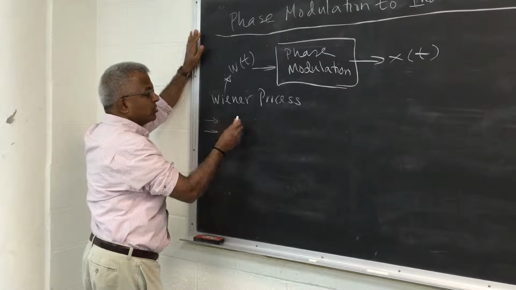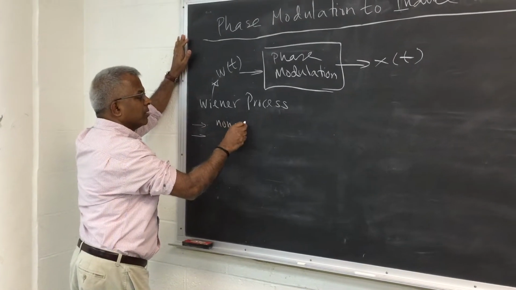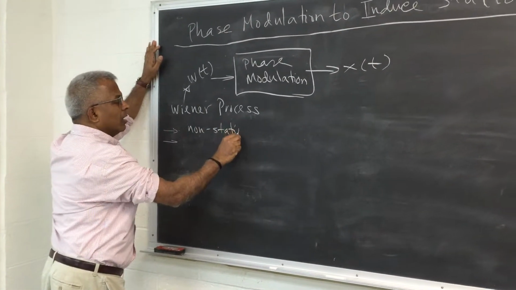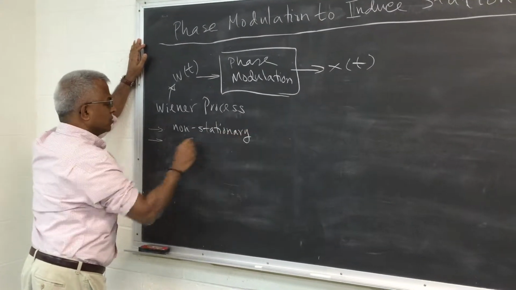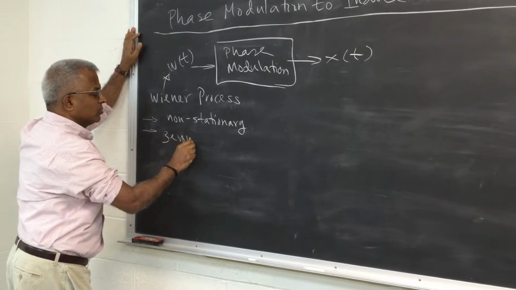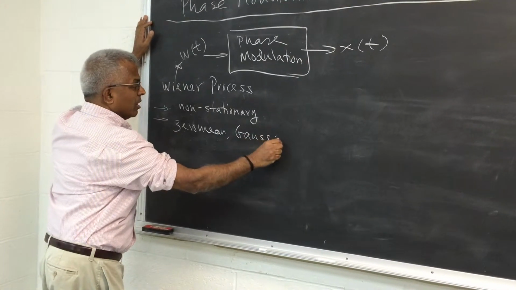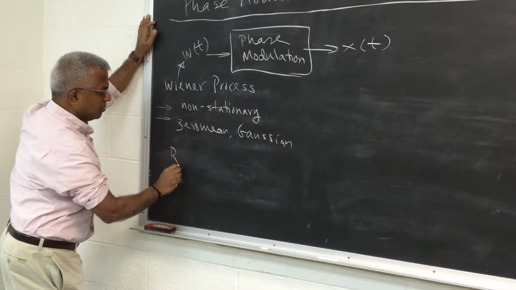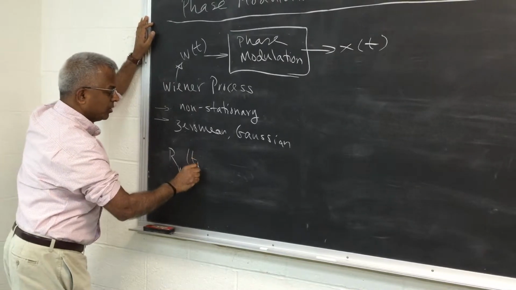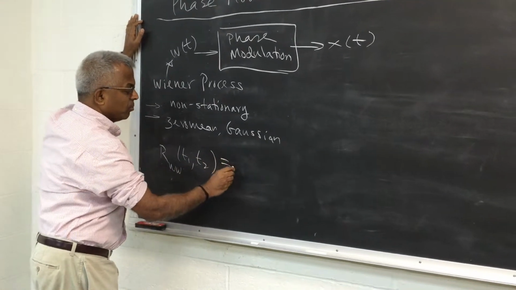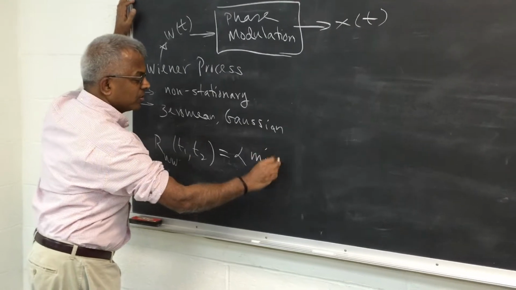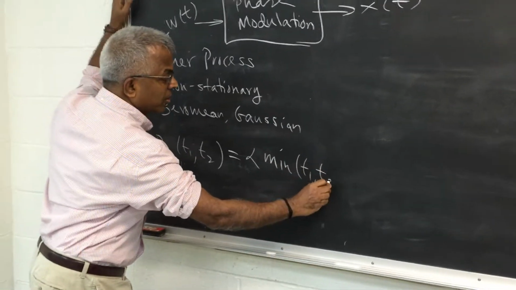So I want to look through this example. Let's say a Wiener process, which is non-stationary, and it's Gaussian. So it's in fact a zero mean Gaussian process with an autocorrelation function R_W(t1, t2), which is of the form alpha times the minimum of t1 comma t2. So this is our starting point.